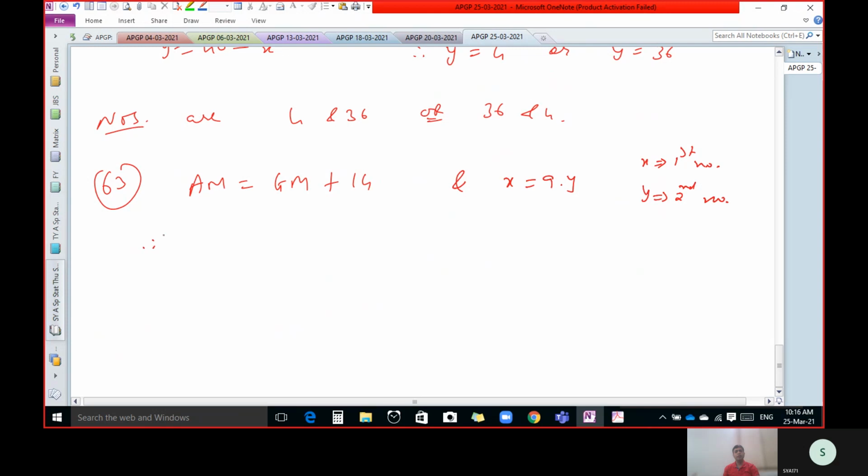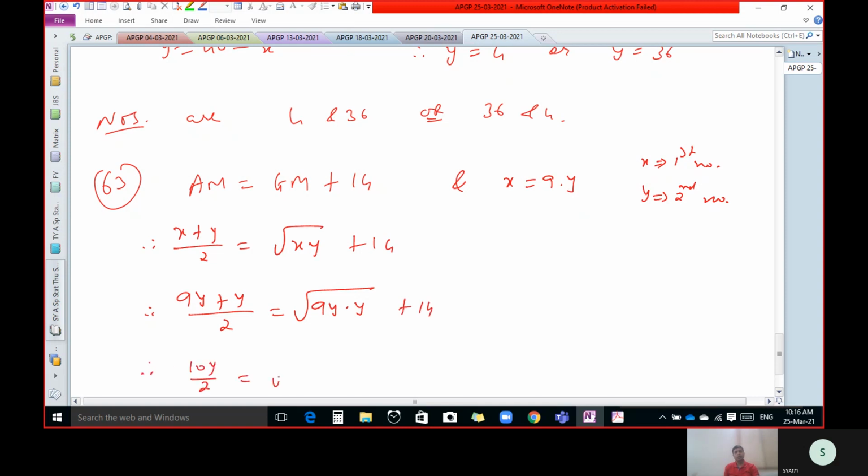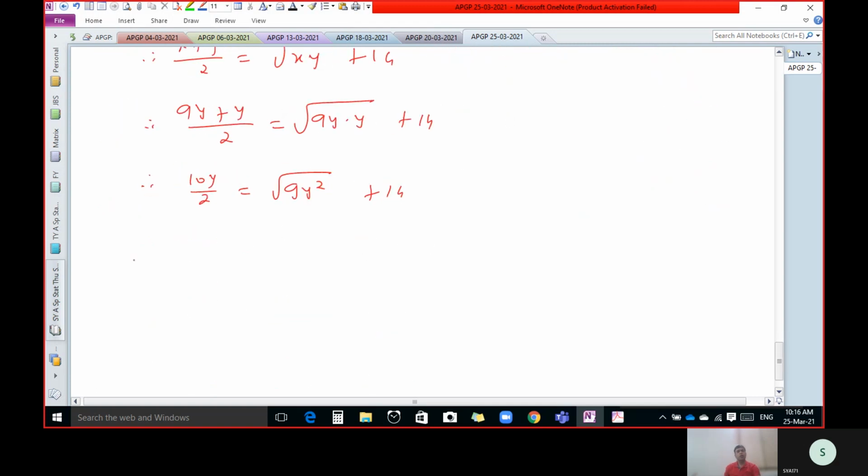Now what is the formula of arithmetic mean? x plus y upon 2. And geometric mean is square root of xy. Put the value of x. x means 9y. 9y plus y is 10y upon 2. Here 9y into y is 9y square. So 10y upon 2 is 5y, and this equals the geometric mean.